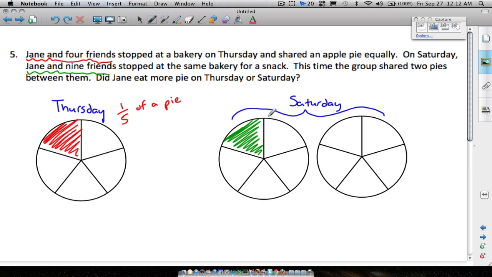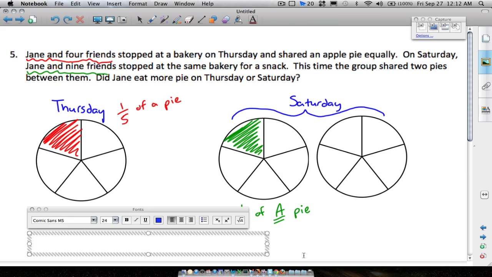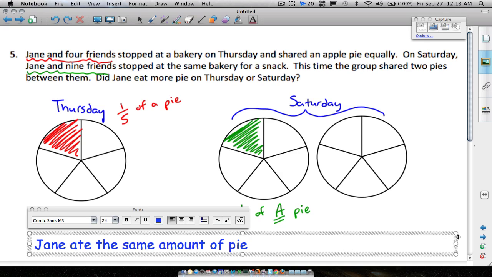How much did she get right there? She did not get 1/10. She got 1/5 of a pie. 1/5 of a single pie. Well, the question says, did Jane eat more pie on Thursday or Saturday? Looking at it like this, she ate the same amount. Jane ate the same amount of pie on Thursday and Saturday.